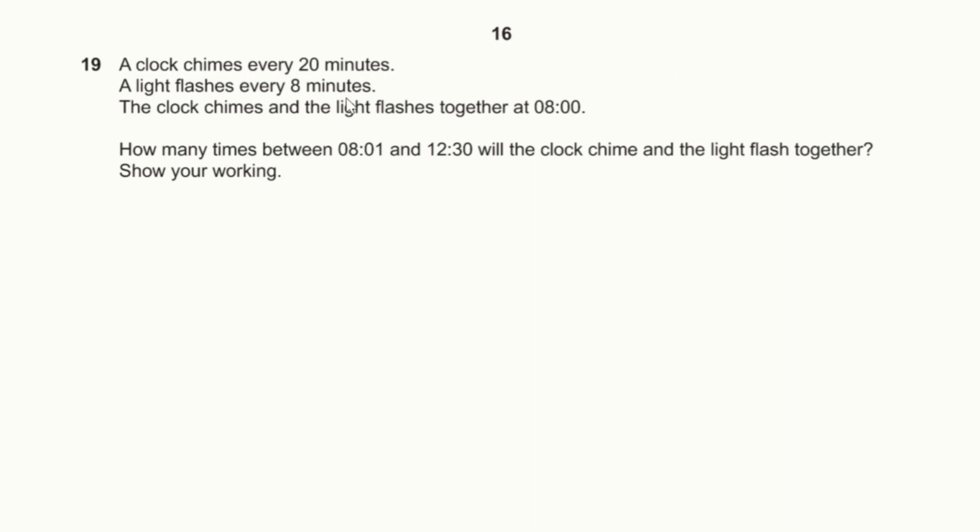Question number 19. A clock chimes every 20 minutes, a flashlight every 8 minutes. The clock chimes and the light flashes together at 8 o'clock. How many times between 8:01 and 12:30 will the clock chime and the light flash together? Show your working. So here, what we need to do is find out when they flash at the same time. And to do this, we need to find the lowest common multiple of 20 and 8. Well, clearly the lowest common multiple here will be 40.